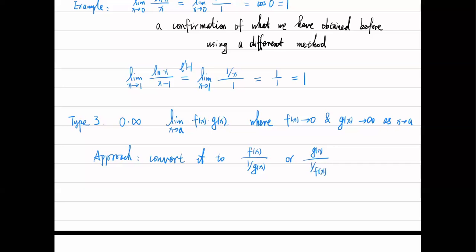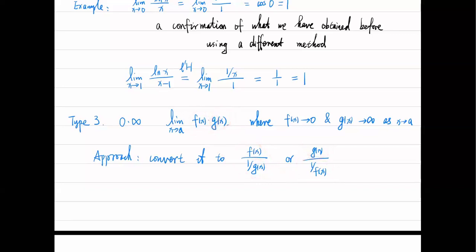Instead of doing the product of two functions, we keep one on the numerator and we put the reciprocal of the other one on the denominator. In the end, it will be the same. Now it's a quotient. Or we can keep the second one on the numerator, put the reciprocal of the first one on the denominator. Again, it's the same.